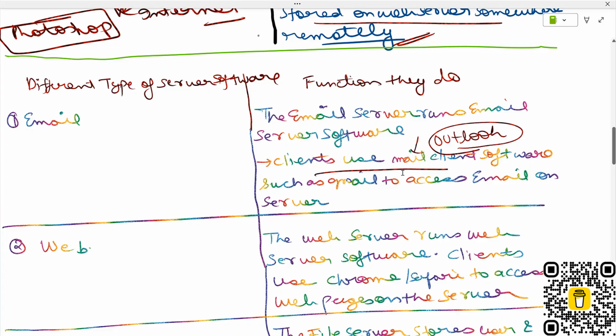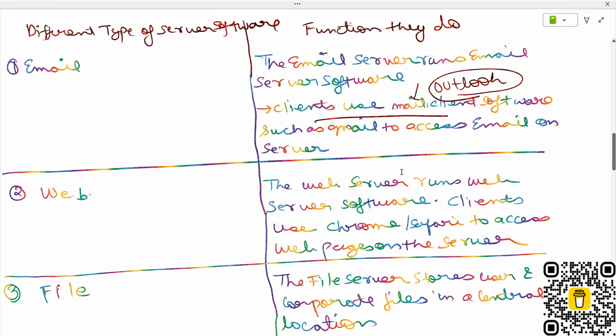So next thing is web server software, right? The web server basically runs the web server software, and clients, like we people, use Chrome, Safari, or other browsers to access web pages on the server. Okay, so we need proper server software, we need proper client software, so that we can properly access the services.